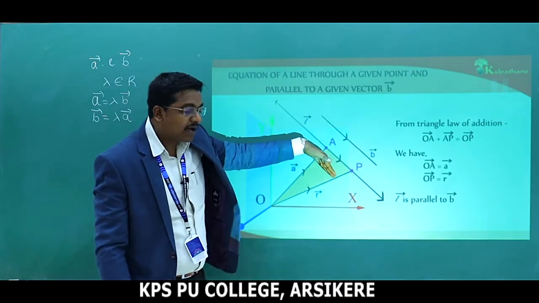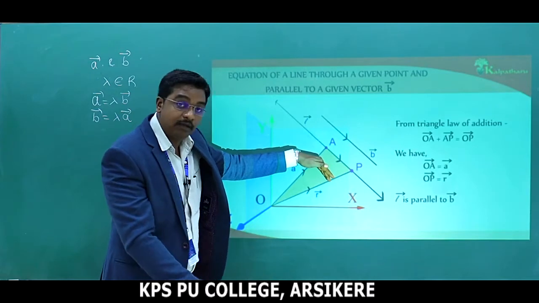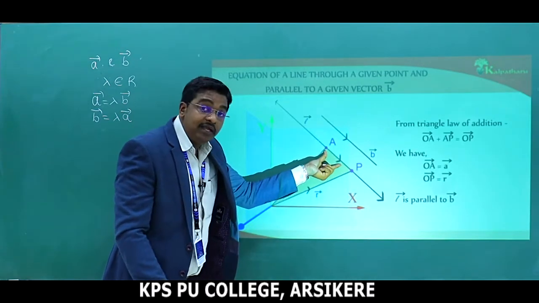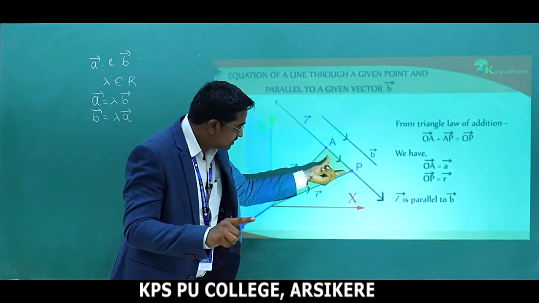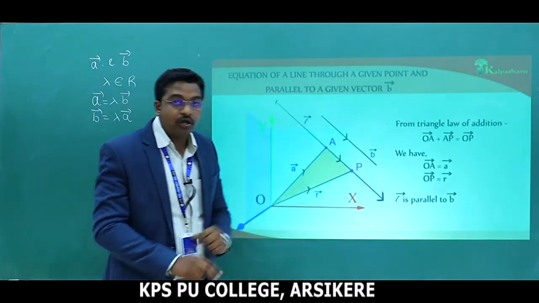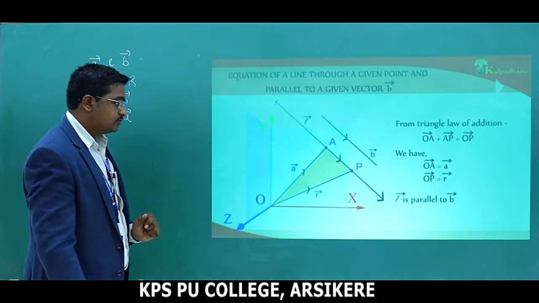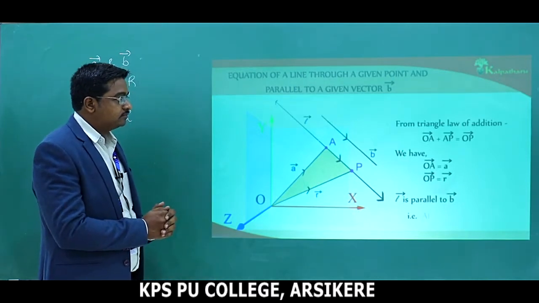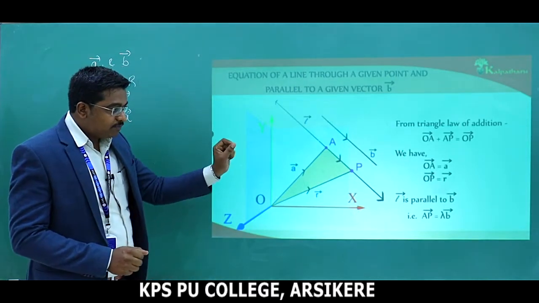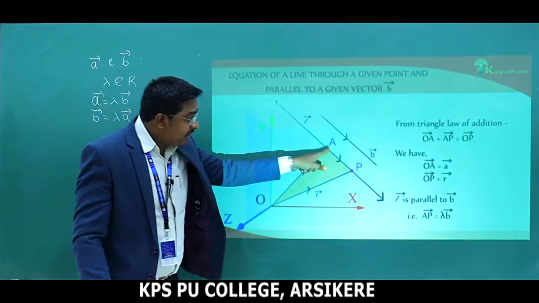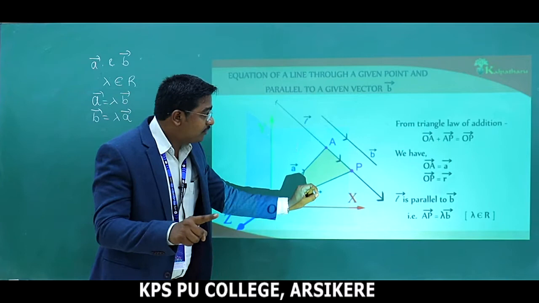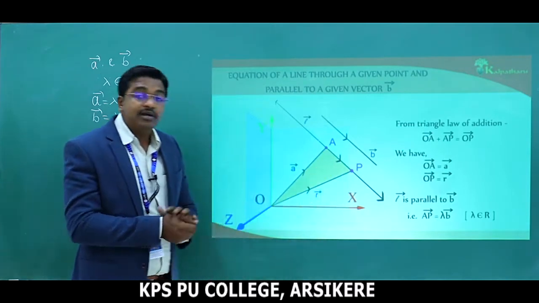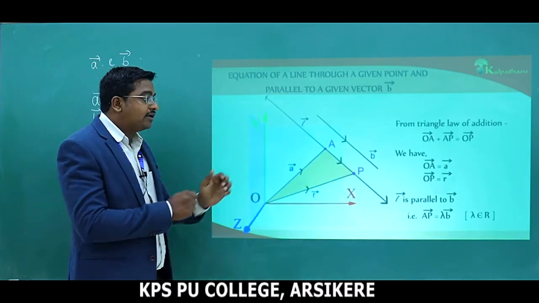So when the line is parallel to the vector B, at the same time, vector AP lies on the line. So vector AP is parallel to the vector B. Just observe. L is parallel to vector B, and at the same time AP is parallel to vector B. So there exists a lambda which is a real number such that vector AP can be written as lambda into vector B.